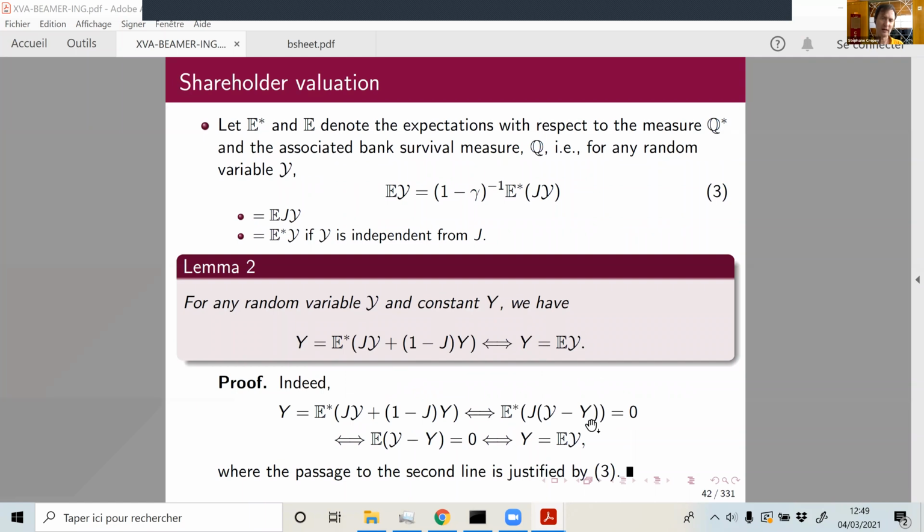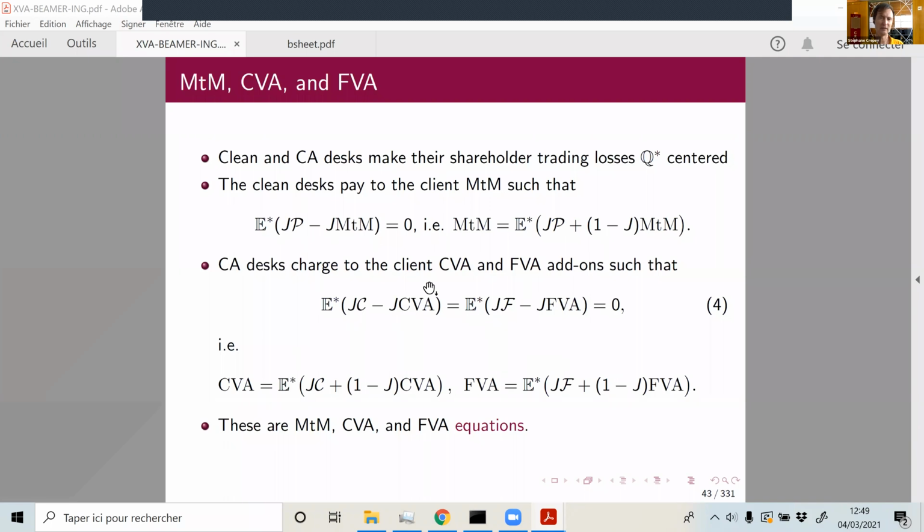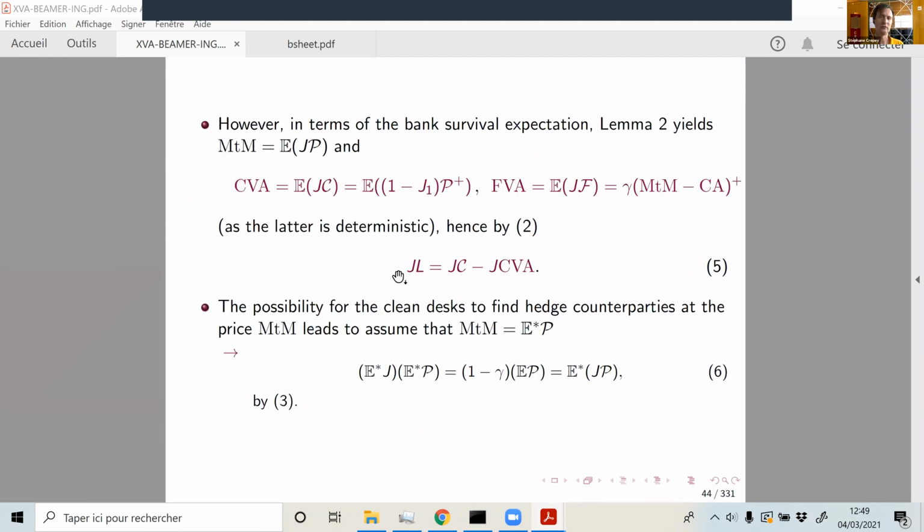Which means we have equations for MTM, CVA, FVA, which are exactly of this kind, where a number y should value a cash flow calligraphic y. That's exactly what happens in each of the three cases. They look like equations, but switching to this survival measure reveals that these equations are well posed: the CVA is simply the bank survival measure expectation of this random variable, client default times positive part of P, and the FVA is simply bank survival probability of this thing here. But because in the case of the bank the cash flow F is deterministic on the event that J is survival of the bank, this ends up being just this number, completely explicit.